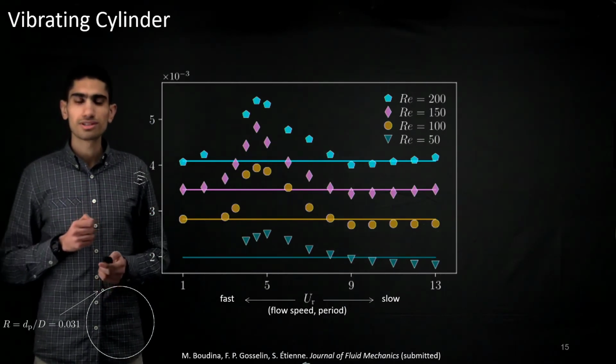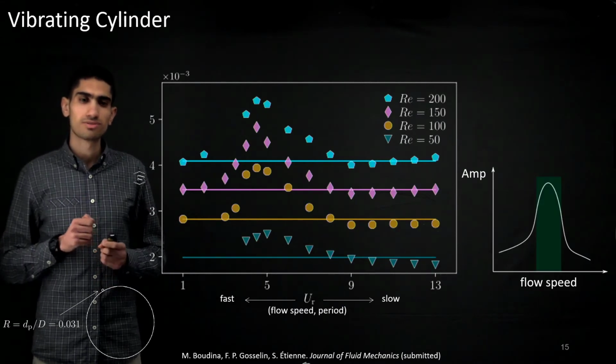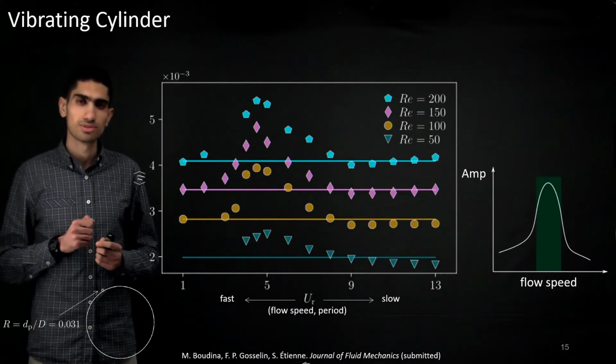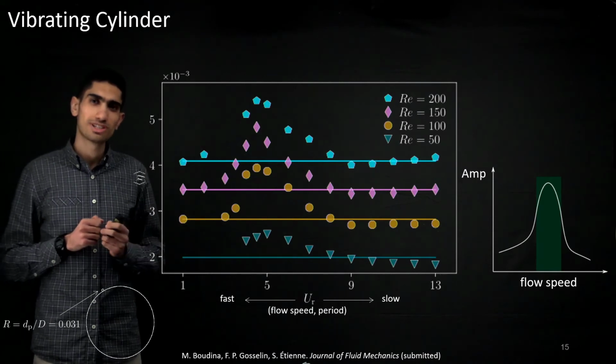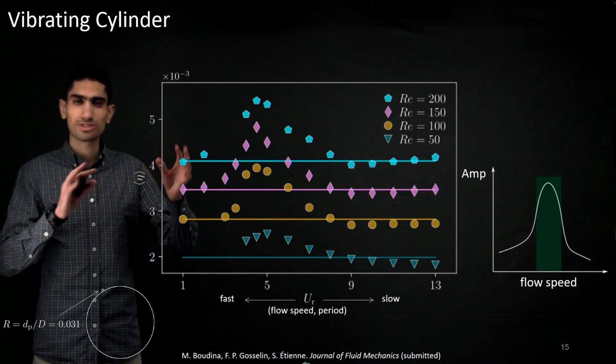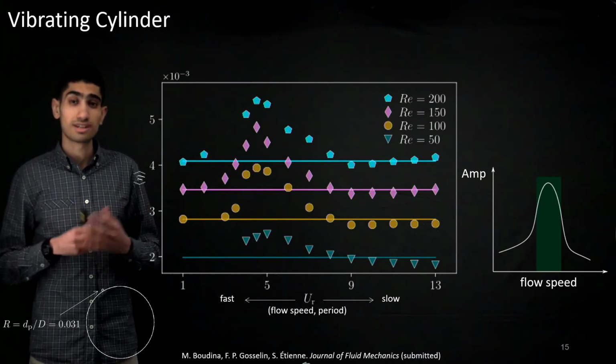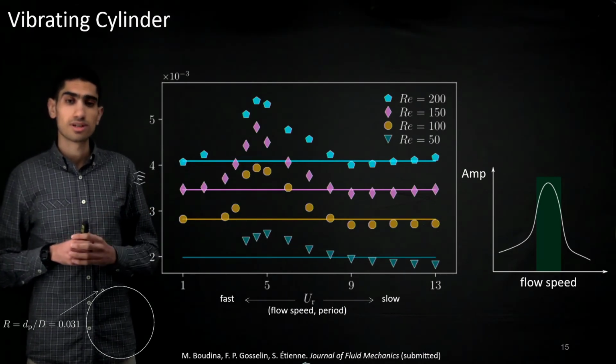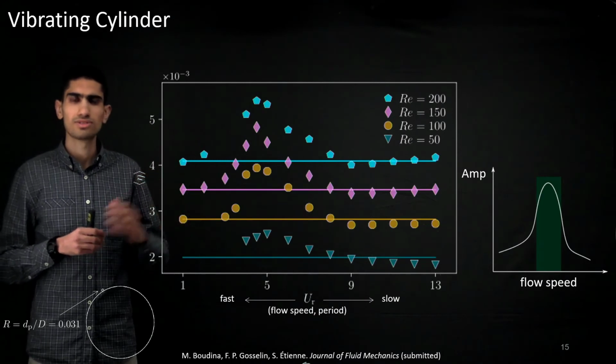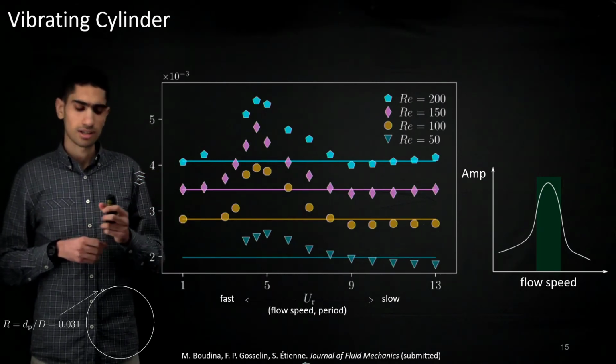If you recall the curve of the amplitude versus the flow speed during VIV that I showed you earlier, that's also a bell-shaped curve. So it seems that there's a sort of correspondence between the capture rate and the motion of the cylinder, and indeed that's what we found. We've got some correlations between the kinematics of the cylinder and the capture rate.